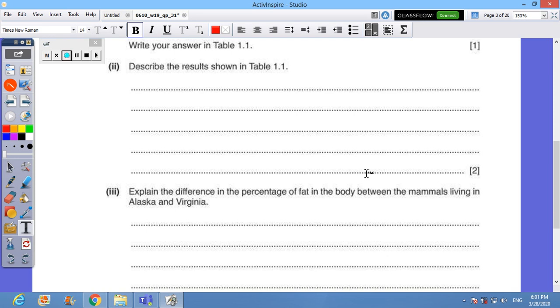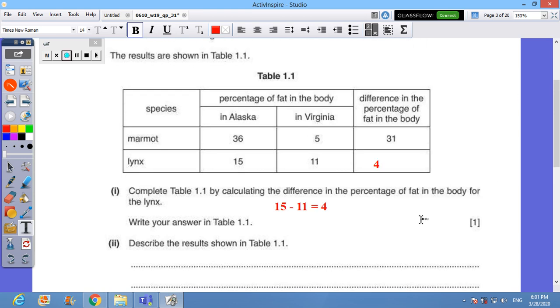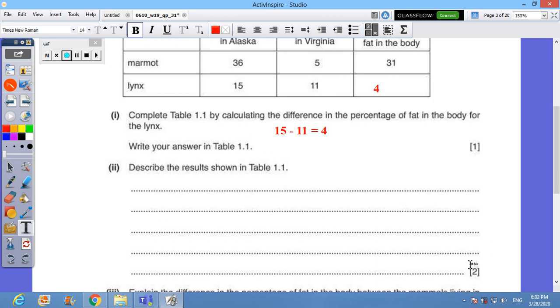Now we need to do the next question, which reads, describe the results shown in the table. Pay attention to the word describe. It means you need to tell me facts from the table. Don't make any kind of comments or expectations. So again, I can make two types of comparisons. Either a horizontal comparison, like mammoths have less fat in Virginia than in Alaska, or lynx have less fat in Virginia than in Alaska. Or in one sentence I can say that mammoths and lynx have less fat in Virginia than in Alaska. This is a good sentence to start with.